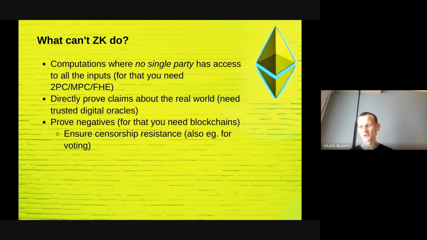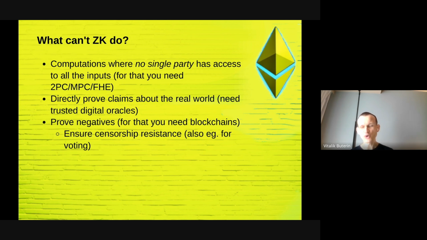So if you give people certificates, like say university degrees, or saying this account is a member of some particular group, then you want to prove that the certificate is not revoked. And ZK by itself cannot do that, right? But if you use blockchains, then you can. Blockchains can also ensure censorship resistance.